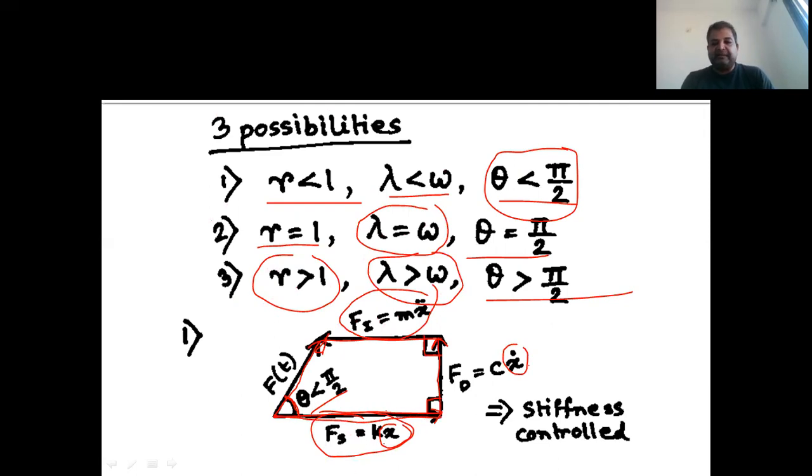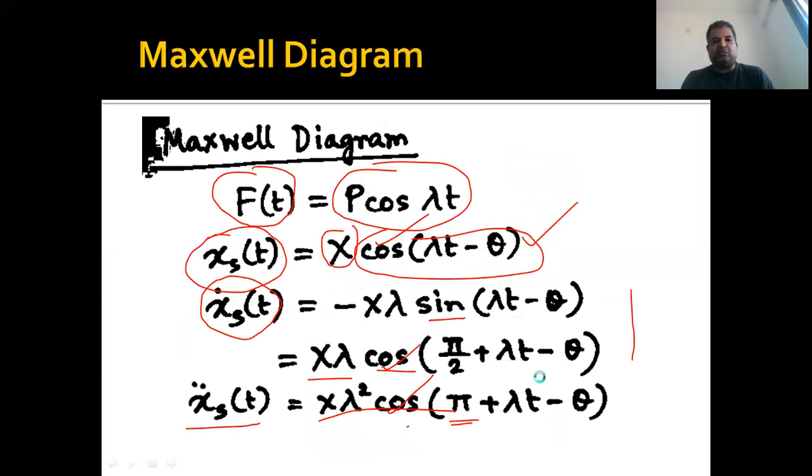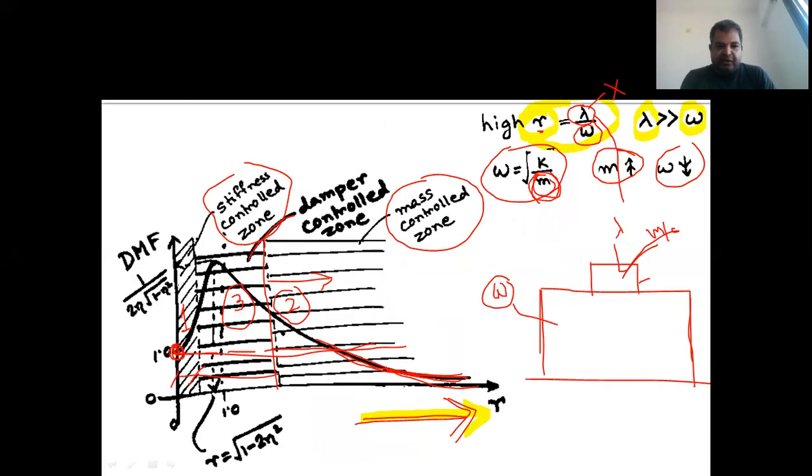So I can say that this is a combination of what? K. So this Fs is governed by the stiffness. So this is nothing but the stiffness control zone. That is what we have written here. For this zone, this is the mathematical expression. This is nothing but my stiffness control zone.